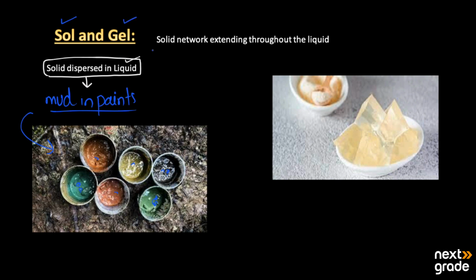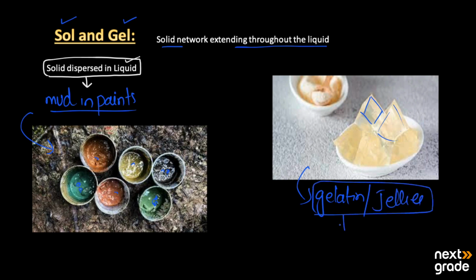Next we have gel. When a solid network extends throughout the liquid, it means we have the liquid and the solid network extended throughout. Likewise, this is present in gelatin as well as in jellies. They are soft, but we can say it is a semi-solid structure. So this is called gel, which is a class of colloids.